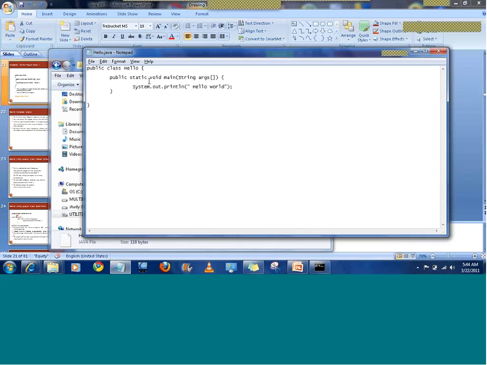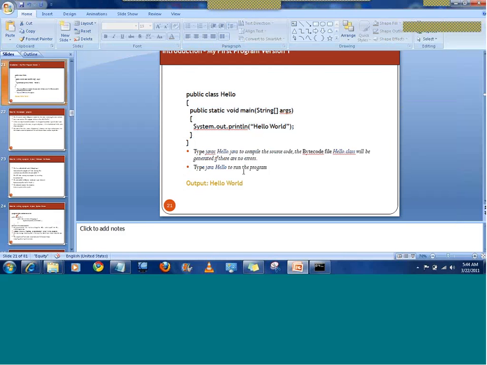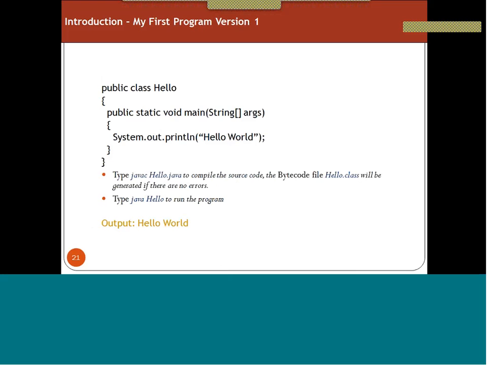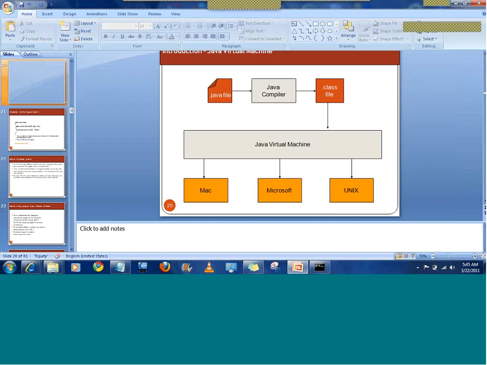So what is the next step after writing the program? Just look at the slide. We have to compile the program. Once the Java file is written, we compile it using the javac command, which is present in the bin directory of the JDK installation location. That in turn will generate the class file, which is bytecode.